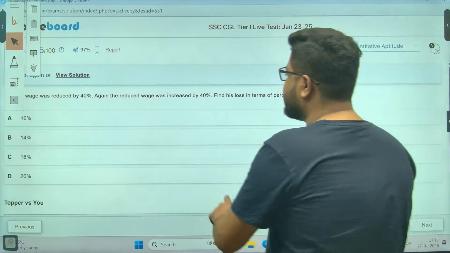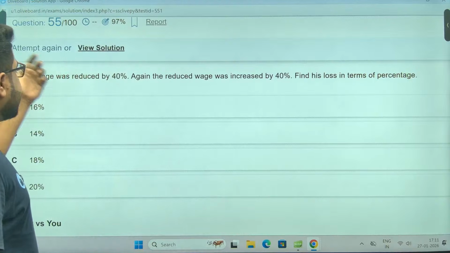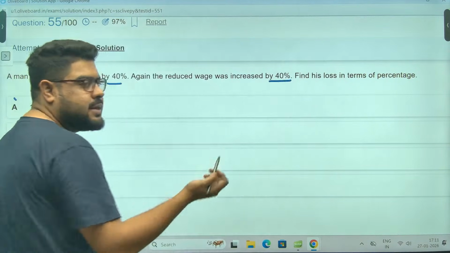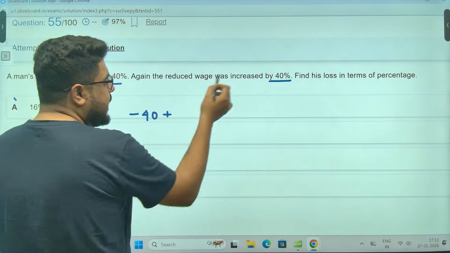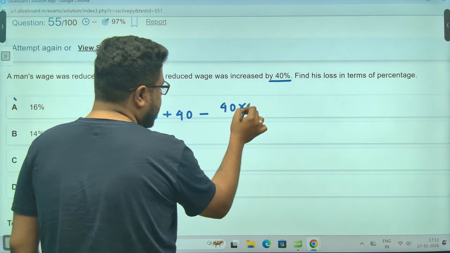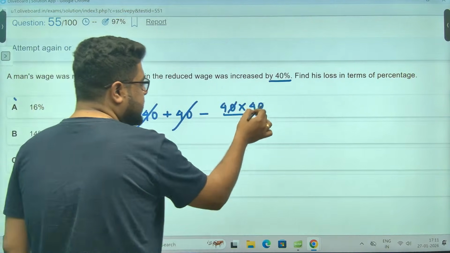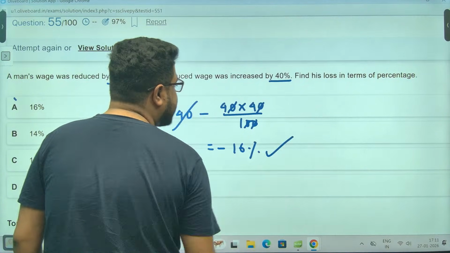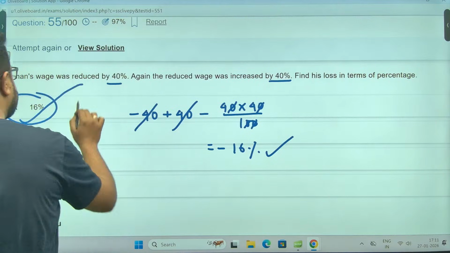Let's move on to the next one. Man's wage reduced by this, increased by this. Sir, use the AB theorem, 2 changes. First reduction means minus 40. Increment means plus 40. Plus into minus is minus 40 into 40 by 100, gone 0, 0, 0, 0. So it is minus 16%, meaning ultimately a reduction of 16%. Loss in terms of percentage, 16%.